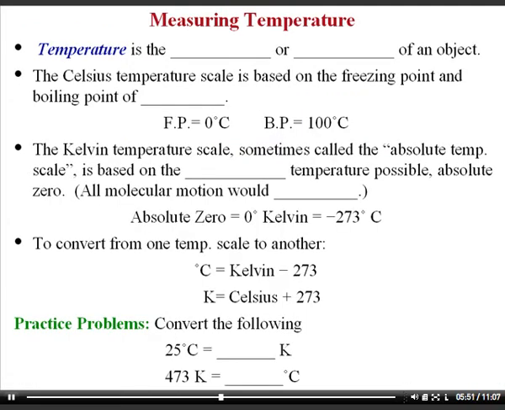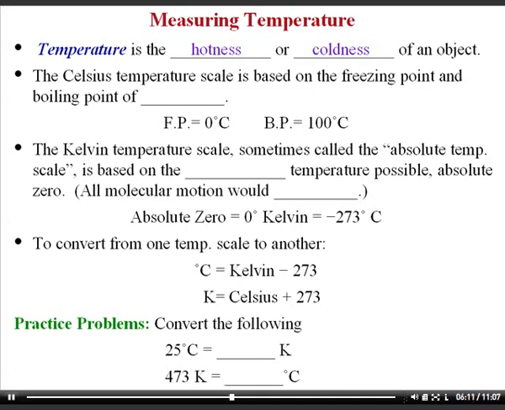On the next slide, we discuss the temperature scales that we use in science classes. Temperature is the hotness or coldness of an object, and basically I discuss a little bit about the difference between temperature and heat. Heat is a form of energy that moves from hot objects to cold objects, and temperature basically tells you which object is hot and which object is cold.